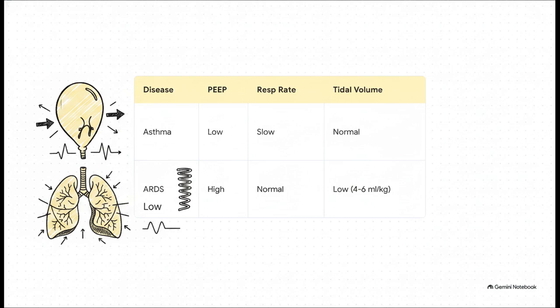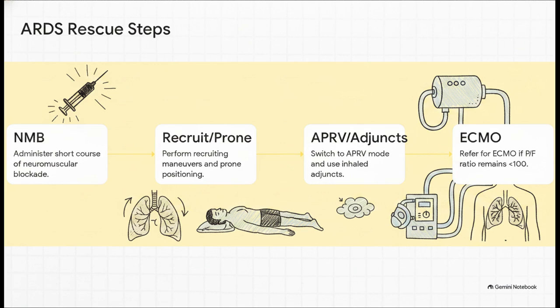Now, when standard lung protective strategies fail an ARDS patient and life-threatening hypoxia sets in, you have to follow an escalation rescue algorithm. Step 1. Administer a neuromuscular blockade like cisatracurium. This completely paralyzes the patient and eliminates any asynchrony. Step 2. Attempt recruiting maneuvers and prone positioning, literally flipping the patient onto their stomach to recruit dependent lung regions.